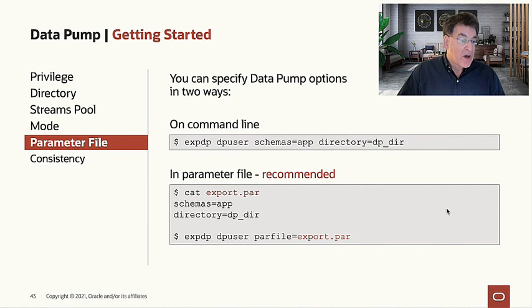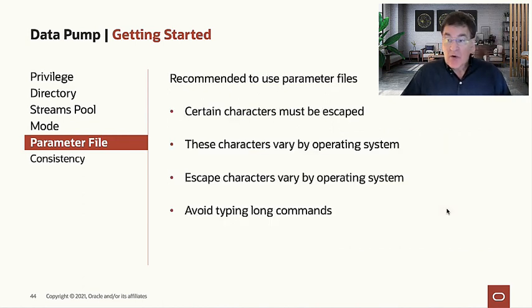Now, why use a parameter file? Well, first of all, it avoids errors that can come from typing long, complex Data Pump commands, especially when your target is a cloud target and you need to specify a credential and a URI to the object store. So it's better to put that information into a par file.